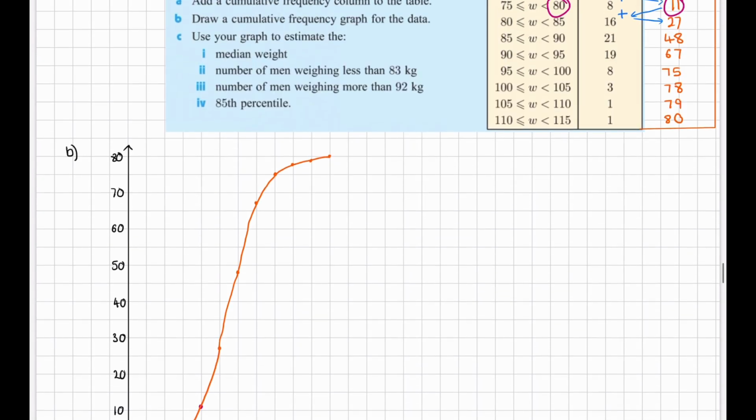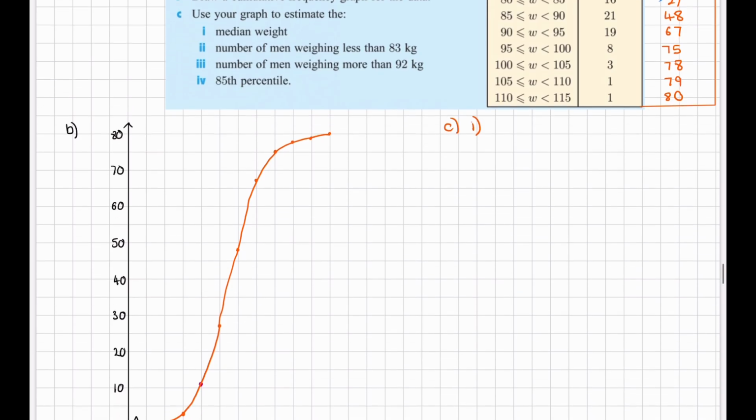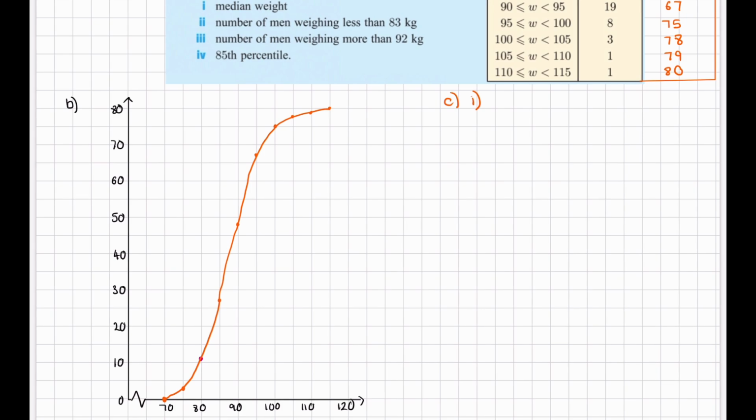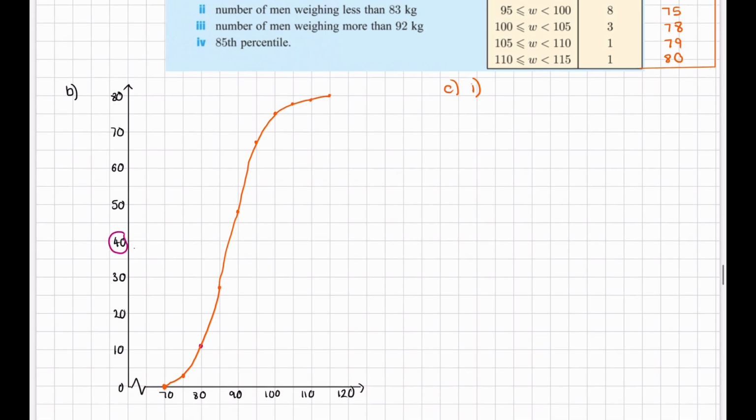All right, part C. Use your graph to estimate the median. The median we know is the middle. With a cumulative frequency graph, everything is an estimate, so we don't need to worry about finding the position, because with 80 data points, the position would normally be between the 40th and 41st person. But because it's an estimate, we're reading off a curve, we just go exactly halfway with the frequency. So we had 80 in total, which means to estimate the median, we're just going to go to our frequency of 40, and we just read across.